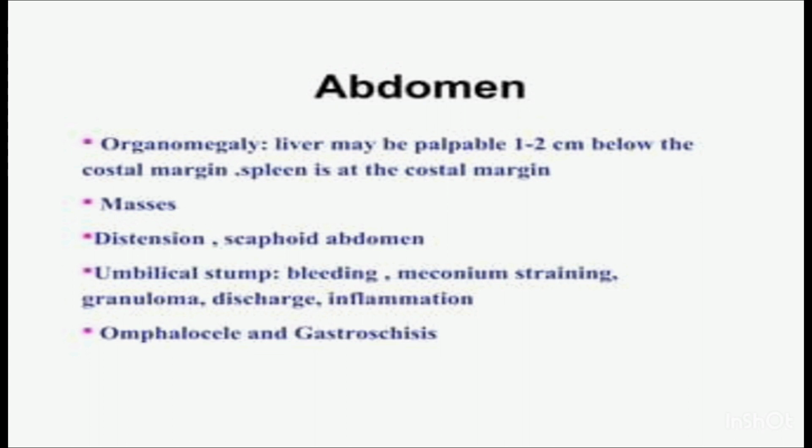In abdominal examination, organomegaly: the liver may be palpable 1 to 2 cm below the costal margin. Spleen is at the costal margin. Look for masses, distension, scaphoid abdomen, umbilical stump, bleeding, meconium staining, granuloma, discharge or inflammation, omphalocele or gastroschisis.